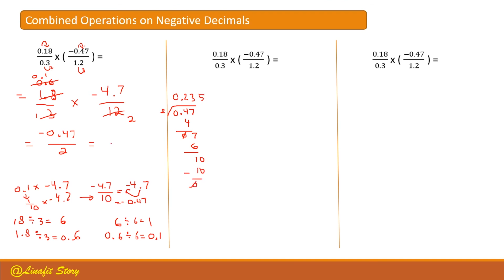So the answer is negative 0.235. Don't forget, put the negative. Remember over here, this is the positive number, this is the negative number. This is you meet your enemy. Why? Because different sign. If you meet your enemy, the result is negative. So the answer is negative 0.235. The second way is this one.